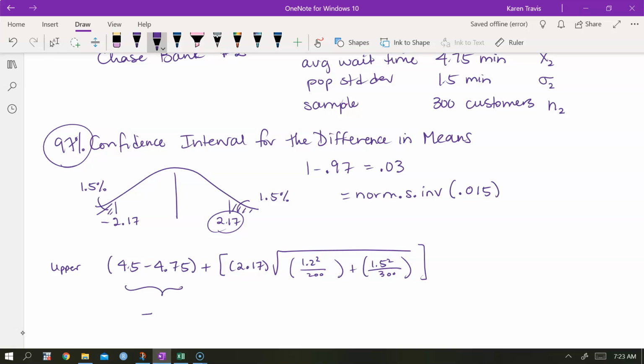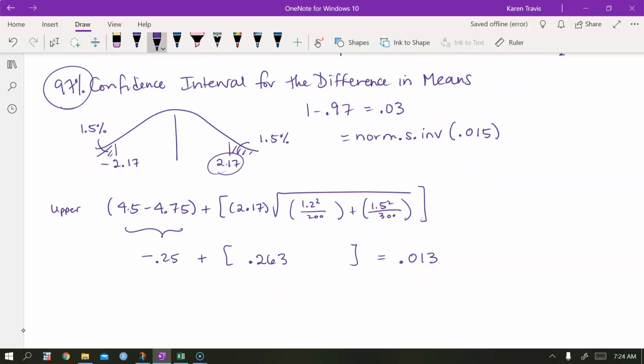So this difference is minus 0.25, and this whole thing becomes 0.263, and so the whole upper bound becomes 0.013. We repeat it with the subtraction, so it's still minus 0.25, but that whole margin of error gets subtracted off, and we'll get minus 0.513.